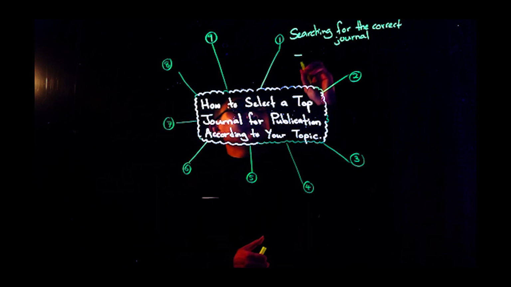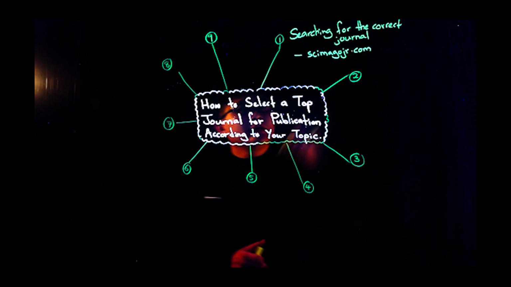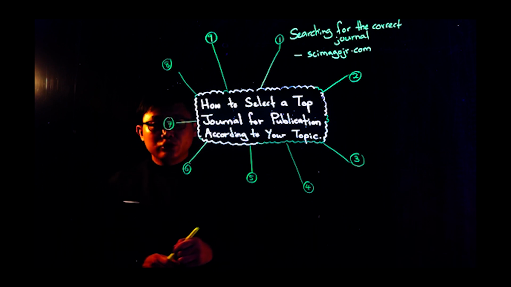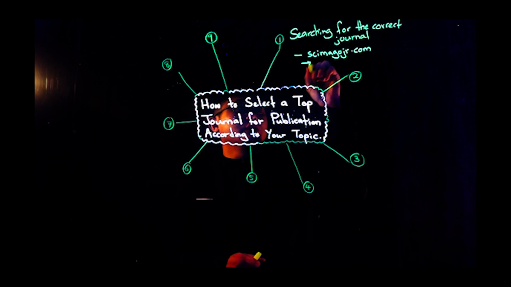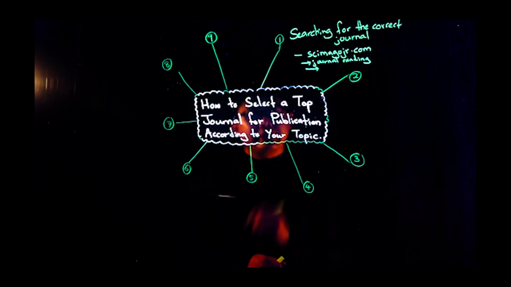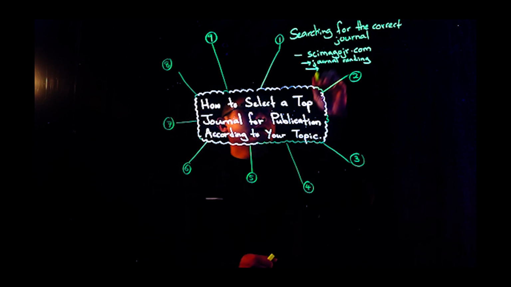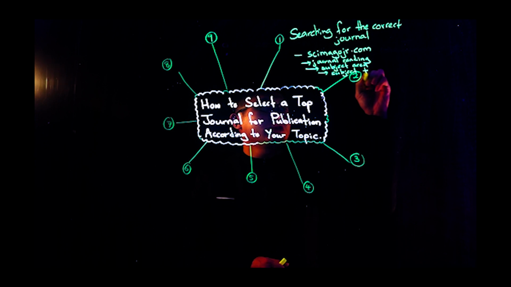The website is called shimagojr.com. You can go to shimagojr.com to search for journals related to your topic. You can start by going to the journal ranking. Upon entering the journal ranking, you can also search more on the subject areas and also search on the subject topics.